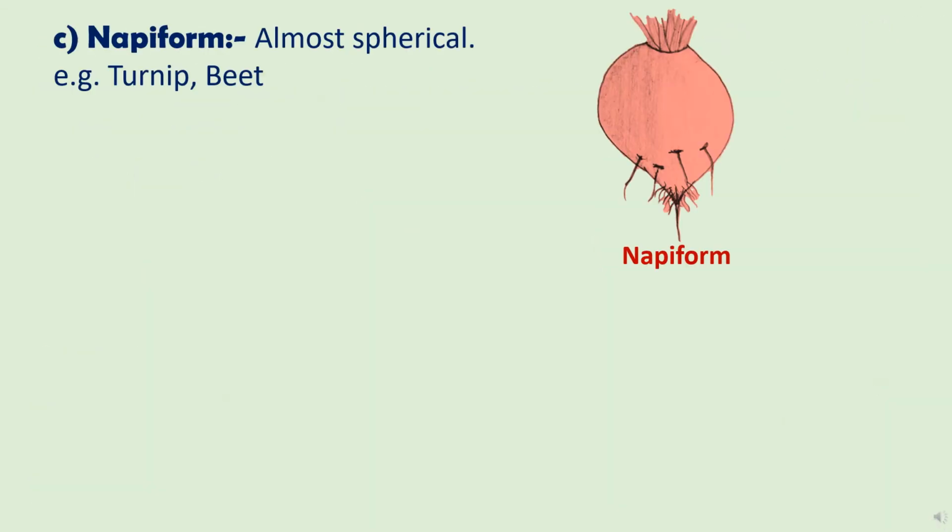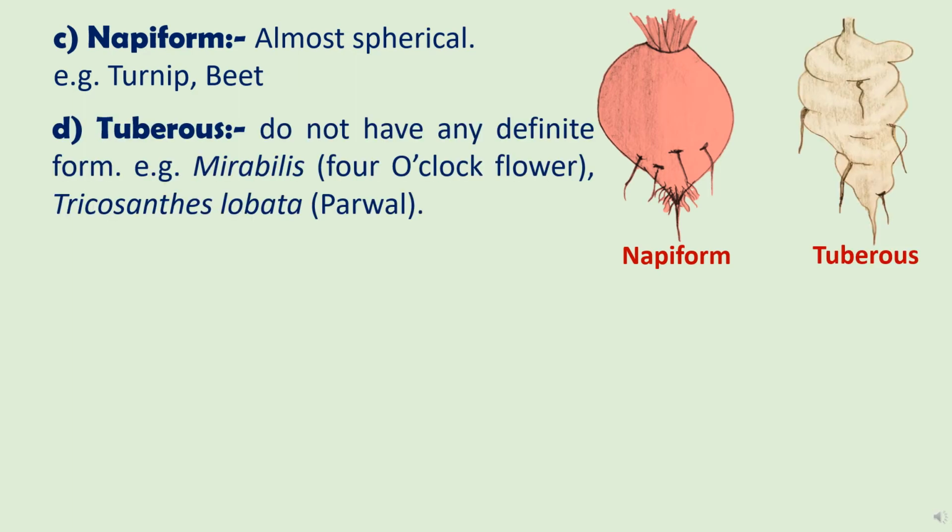Third type of fleshy root is the napiform root. These roots are almost spherical and suddenly thin towards the apex. Such type of root is found in the beet and turnip. As you can see in the picture, the shape of the beet is almost globular, which is sharply tapering towards the apex. Now, fourth type of fleshy root is the tuberous root or the tuberous fleshy roots.